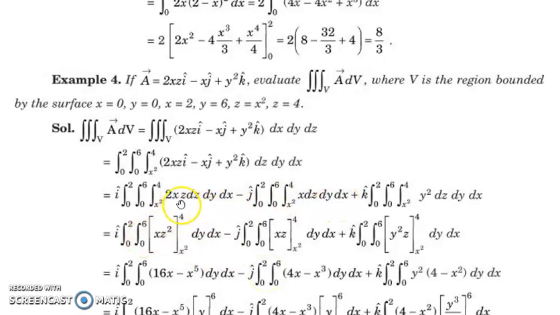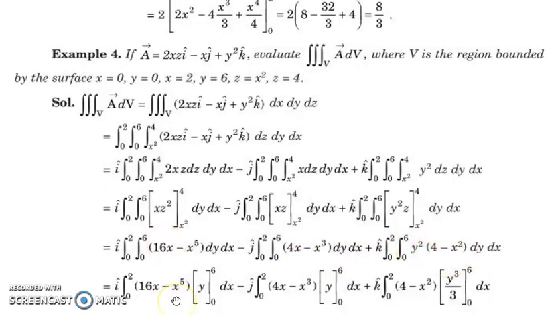So you will get x z square from x square to 4 dy dx, then minus j, integrating you will get xz from x square to 4 dy dx, plus k, integrating you will get y square z from x square to 4 dy dx. And applying the limits, you will get 16x minus x raised to 5 dy dx. Here 4x minus x cube dy dx. Here y square into 4 minus x square dy dx.